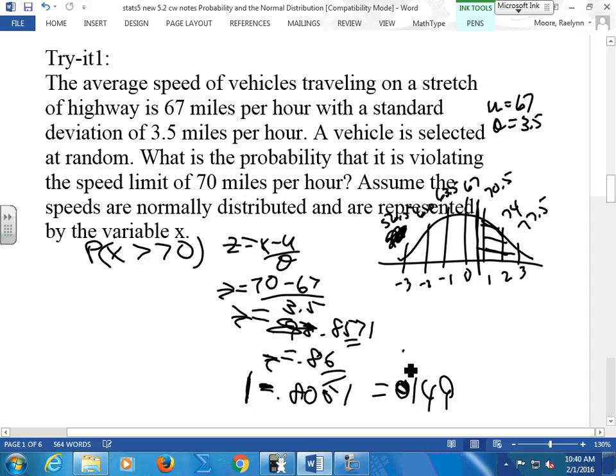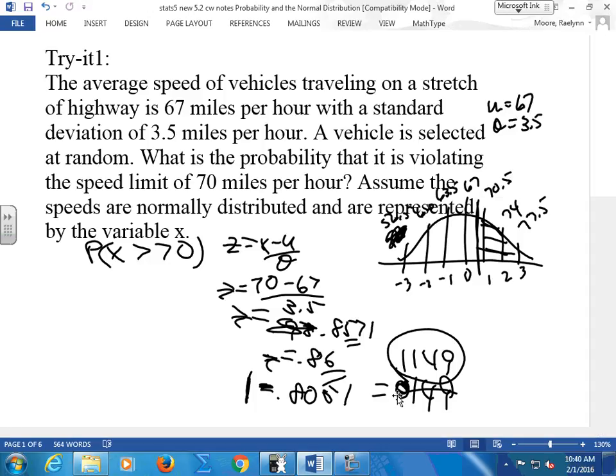Okay? And does that make sense? It'll be about 11.5% maybe, a chance that the person that I pulled over was violating their speed limit. All right, tomorrow we'll work more with these.